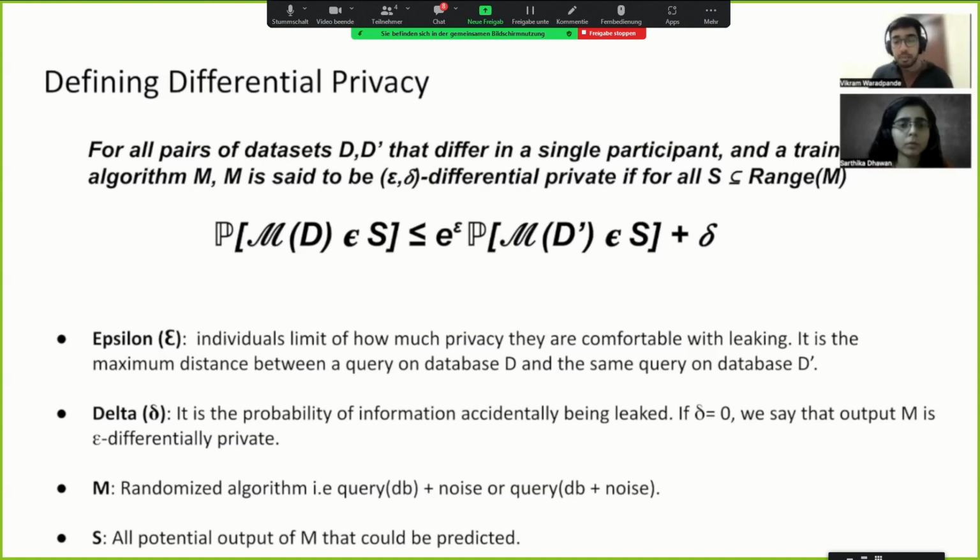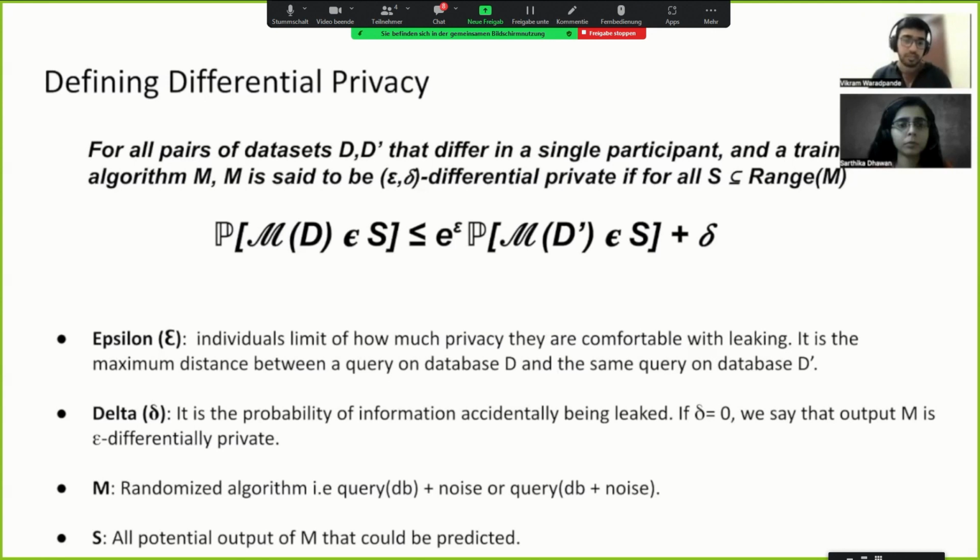And the parameter delta basically allows for some error in this, because this is a fairly strict condition. Now the values of epsilon and delta are hyperparameters to my model, and I can decide them on the basis of how much privacy I want, or how strict my privacy constraints are. So again, let's go one by one. The parameter epsilon basically limits how much privacy loss the individual is comfortable with. Delta is the probability of actually leaking the information.